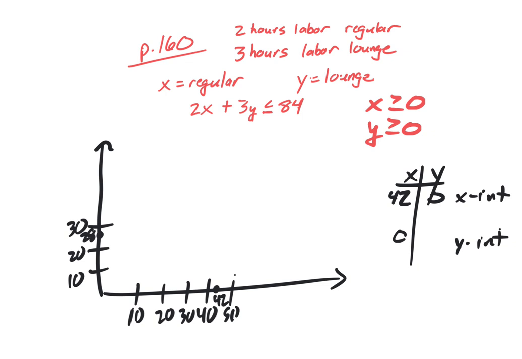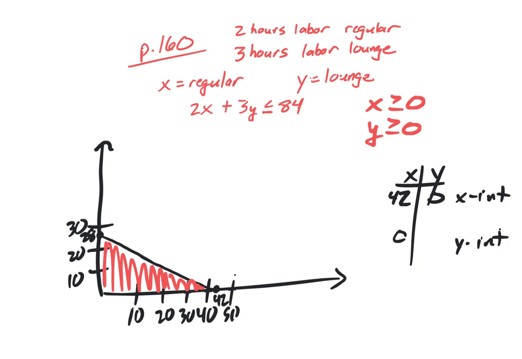Okay, and then it's less than or equal to, so we're just going to connect those two together with a line, and it's going to be a solid line because it's equal to. And then the last thing we have to do is shade it. So that's what a graph of the inequality is going to look like.